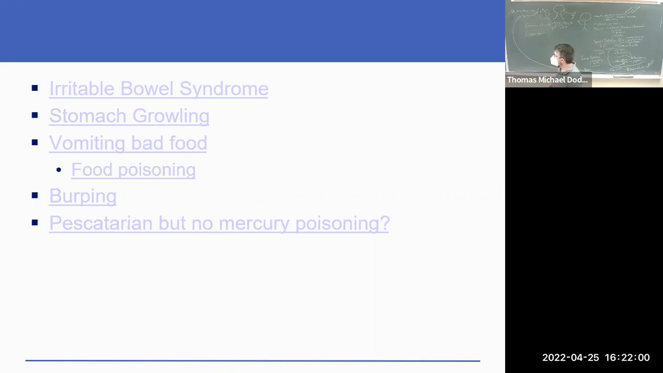The pescatarian aspect, this was more ecological. Just where does your fish get mercury to potentially get mercury poisoning? That's the thing you want to remember about that one. The rest, I think, is pretty self-explanatory. Vomiting and burping are kind of the opposite of swallowing. Did anybody watch the burping video? I have it posted. It's a short one. It shows how the air comes back up. It's in Canvas.